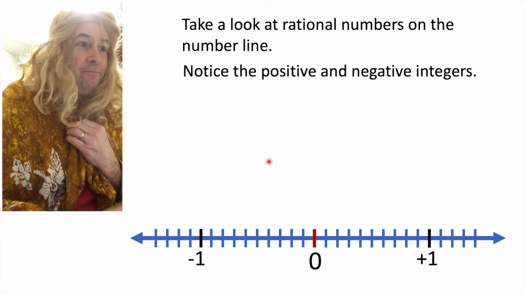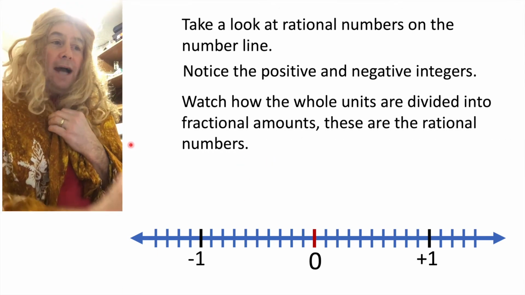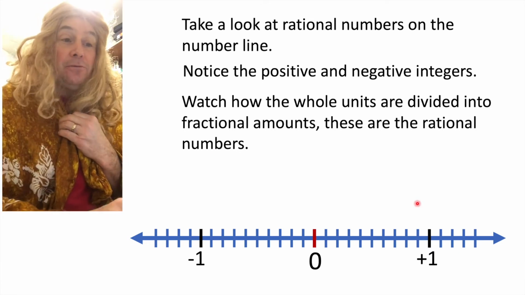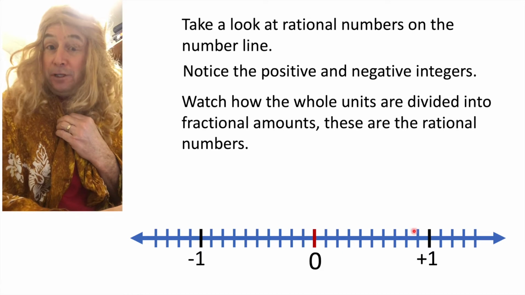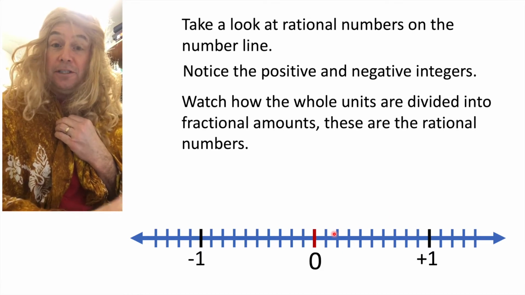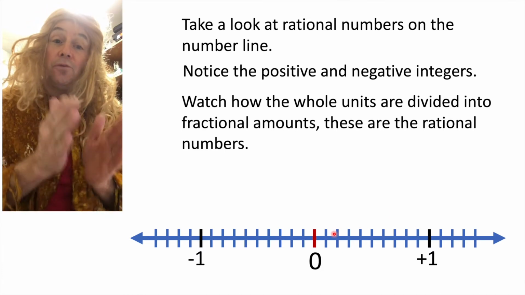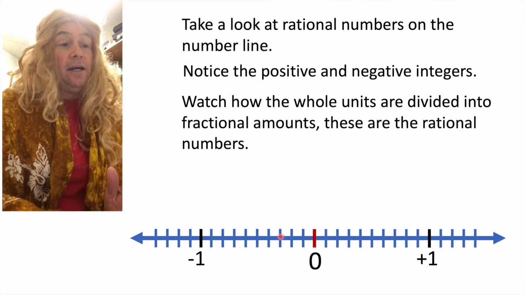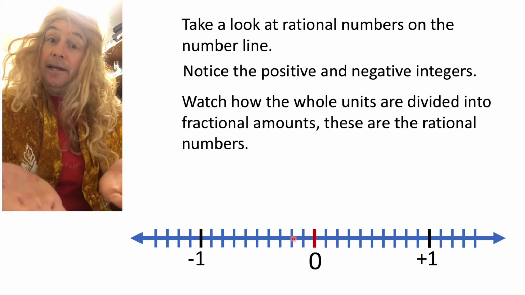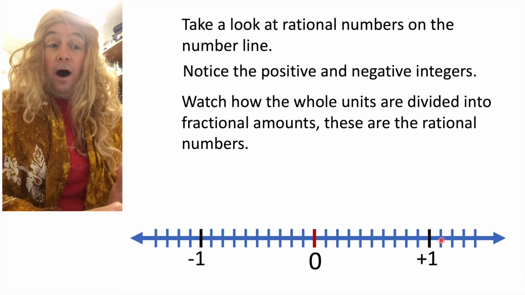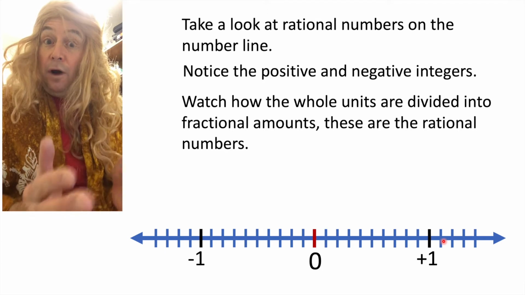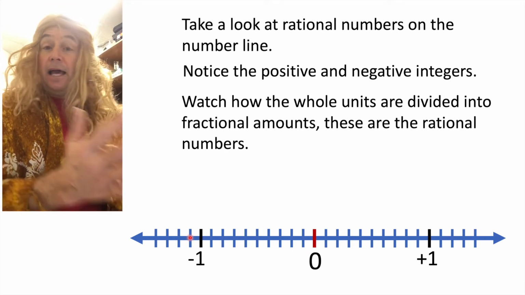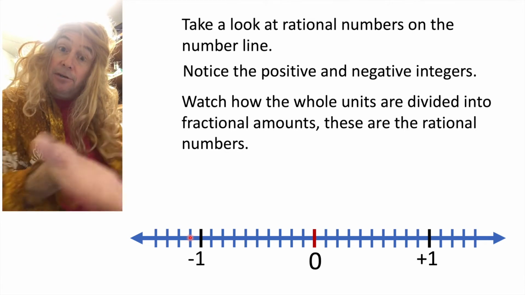All right. So, anyways, watch how the whole units are divided into fractional amounts. These are rational numbers. Okay, so all of this stuff in between there, these little individual units, kids, those are considered rational numbers. So this would be 2 tenths, a positive 2 tenths. This would be a negative 2 tenths. You could even have 1 and 1 tenth, and it'd be positive, and you could have negative 1 and 1 tenth, and it'd be considered a rational number.